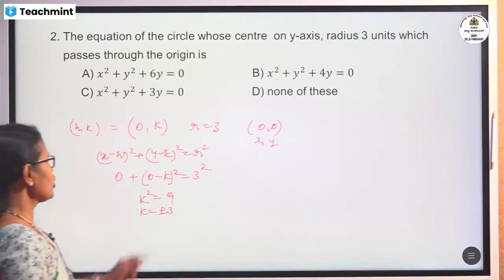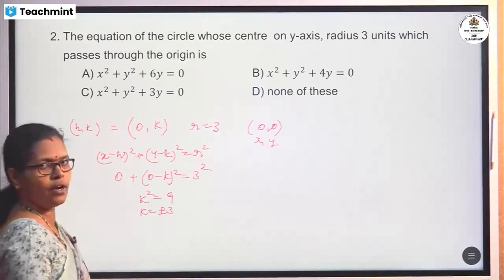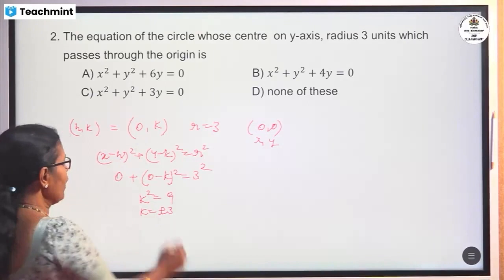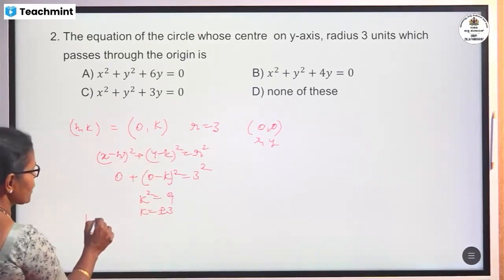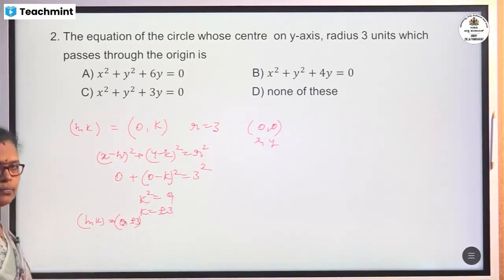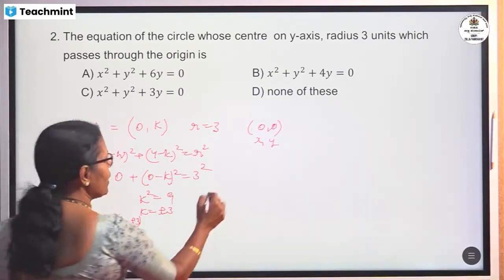Now, substitute into the general form of the equation of the circle, x minus h whole square. Now, we know the value of k. Then the center h, k is equal to 0, plus or minus 3. Now, which one do we have to consider, plus 3 or minus 3?